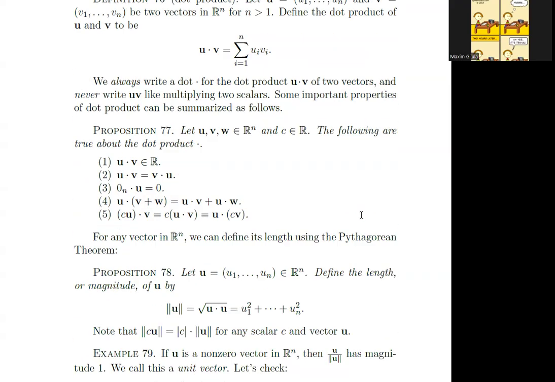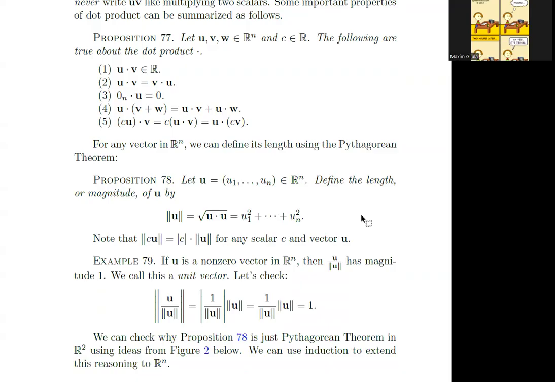And here's some properties. So u dot v is a real number. This is really important. If you dot two vectors in Rn, you get a real number, not a vector. By checking the definition, you could see that u dot v is v dot u, that if I dot the zero vector with u, then I get 0. Dot product is distributive, just like multiplication. And dot product is associative with constants, and you could also multiply constants inside the rightmost vector.